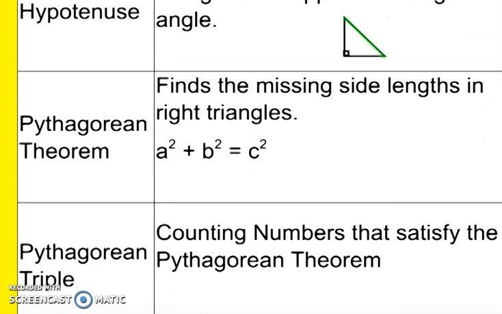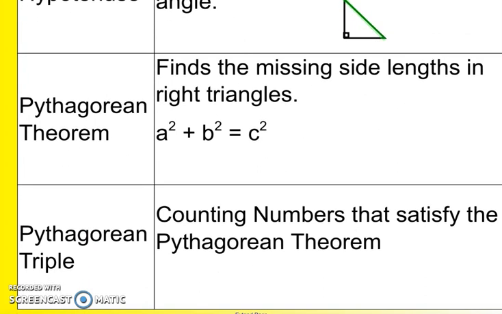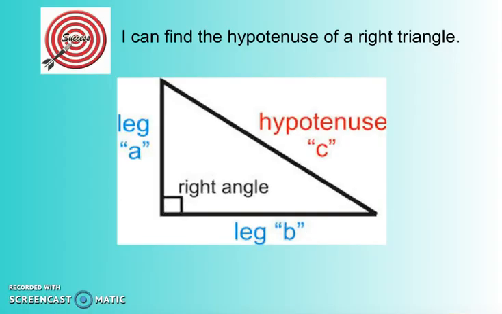Okay, and then we're going to talk about what is a Pythagorean triple, and we are looking for counting numbers that fit the formula, and we'll talk about what that is in the future, either in this video or in another video on the Pythagorean theorem. Okay, so let's get started. Our first target is I can find the hypotenuse of a right triangle.